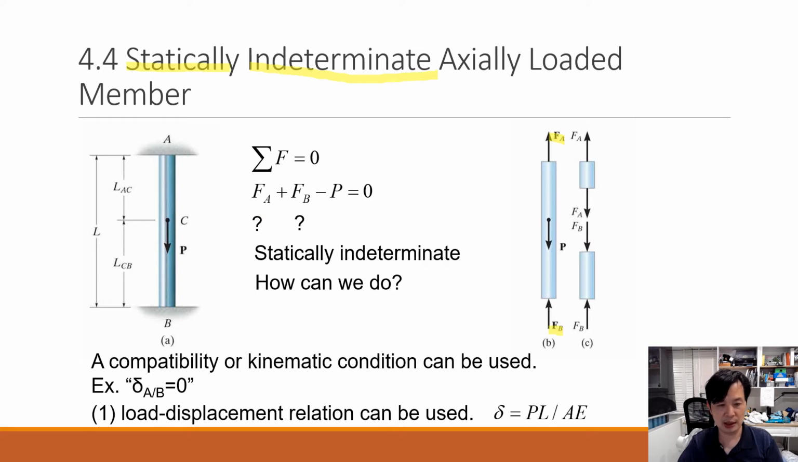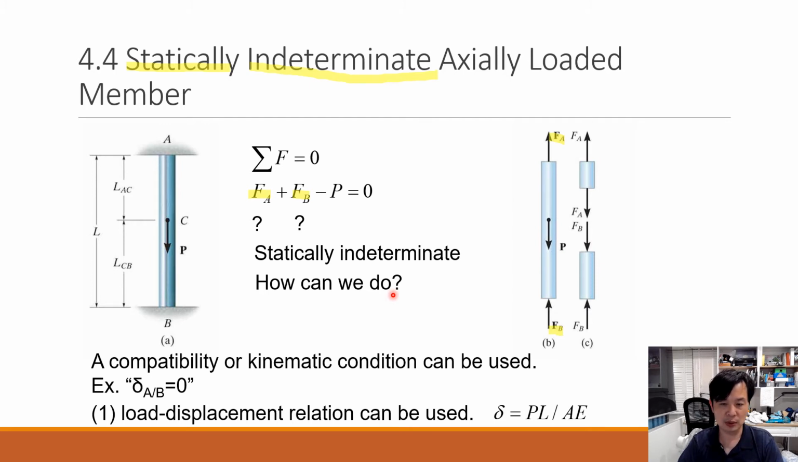However, if you check the unknowns, in fact, we have two unknowns, but only one equation. That means the equilibrium condition cannot directly solve these two unknowns based on force balance. That's why we say it is statically indeterminate. 静力平衡 cannot be used at this time. 静不定 is the reason we call it 静不定. Okay, but how can we solve this?